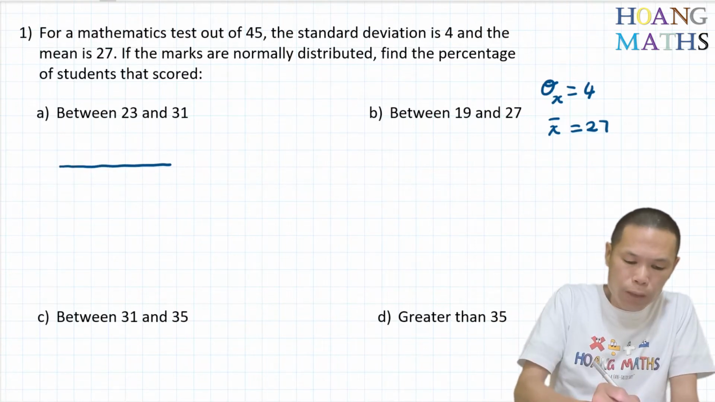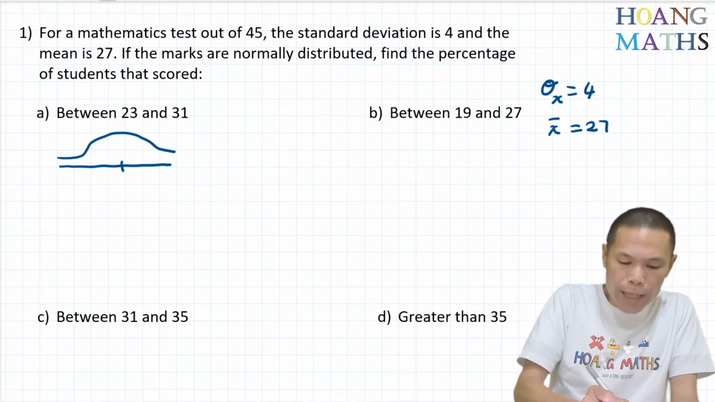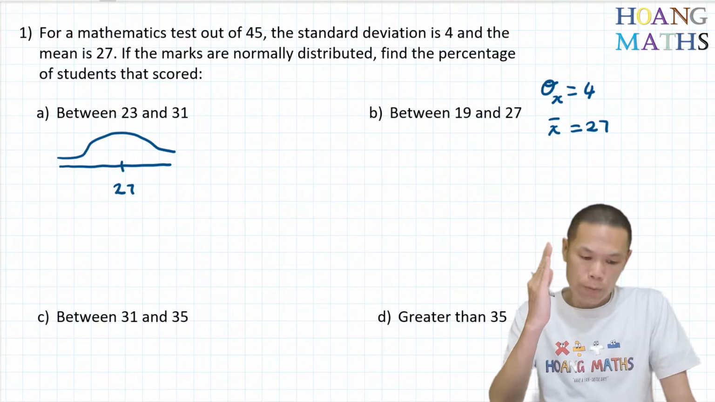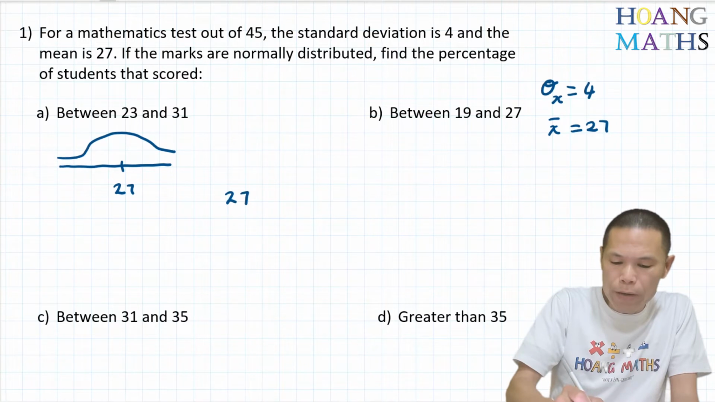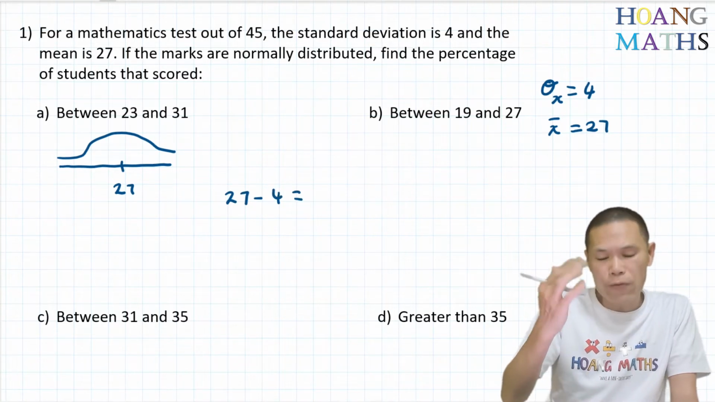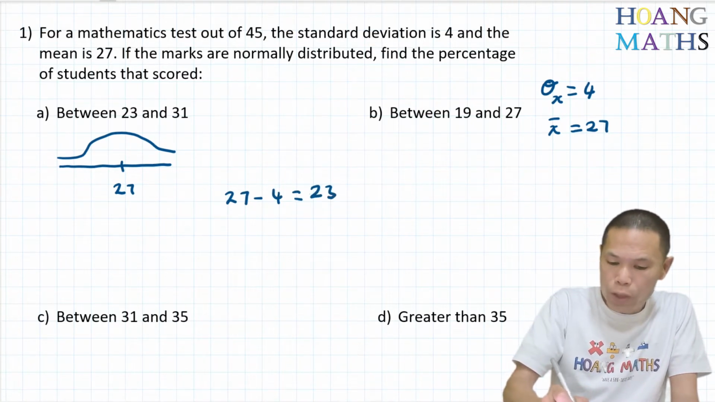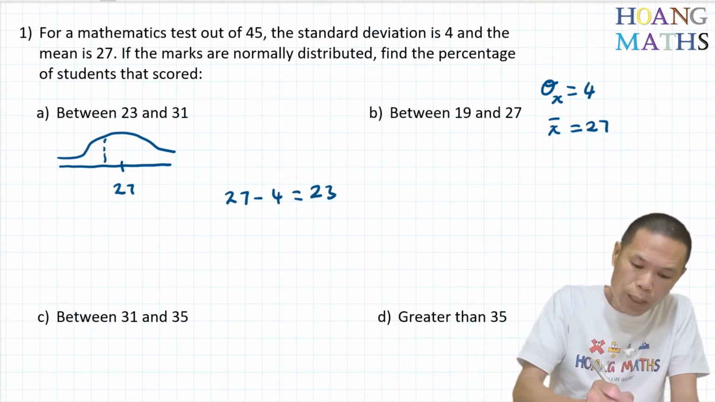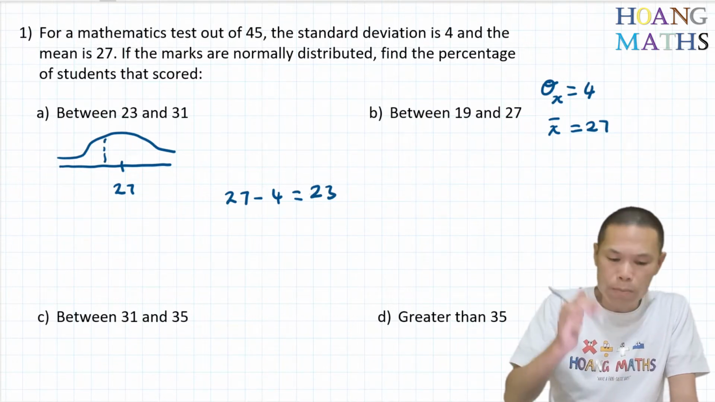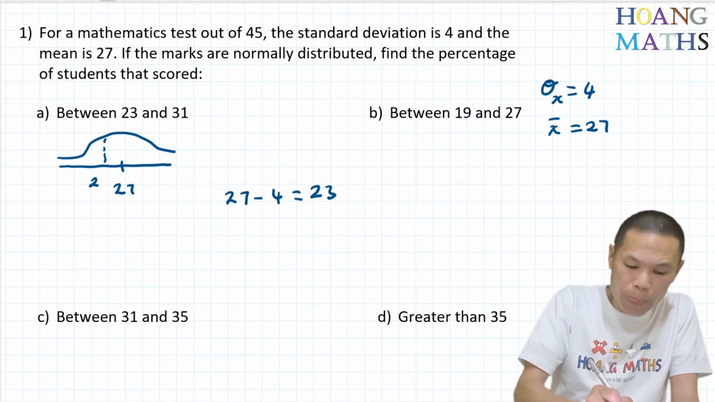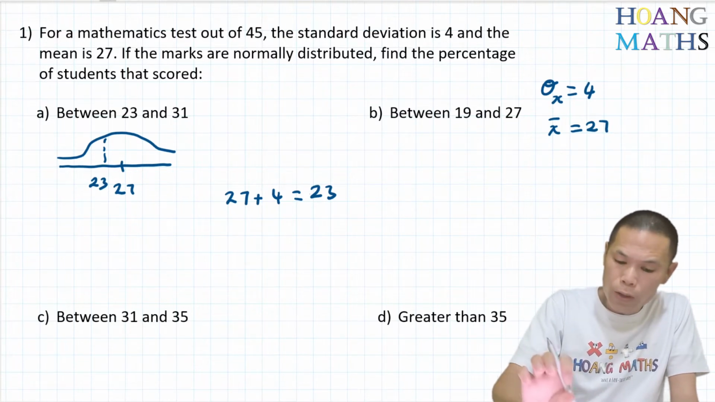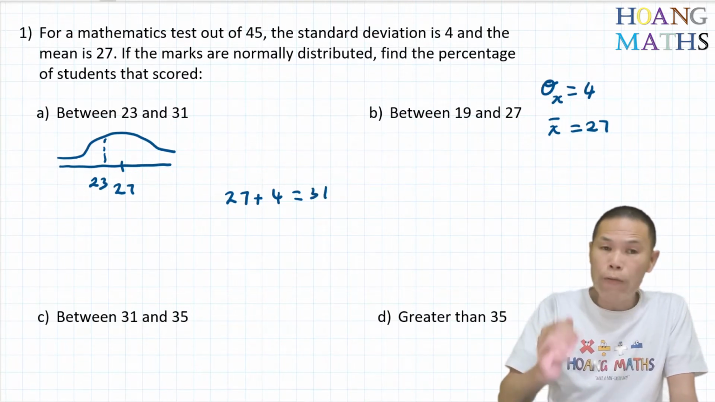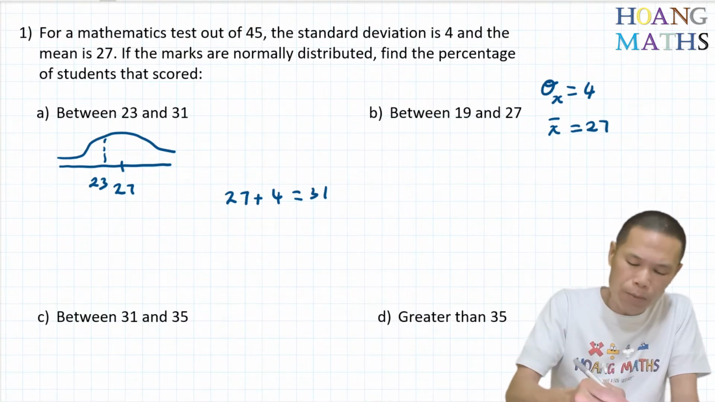So let me just quickly draw one, and the mean is 27. That is the mean. Therefore, 23 is on the left of the mean. So we go 27 minus 4, that is one standard deviation, so that gives me 23. So that means 23 is one standard deviation below the mean. So let me just write 23 here. And for 31, 27 plus 4 would give me 31. Therefore, it is one standard deviation above the mean.